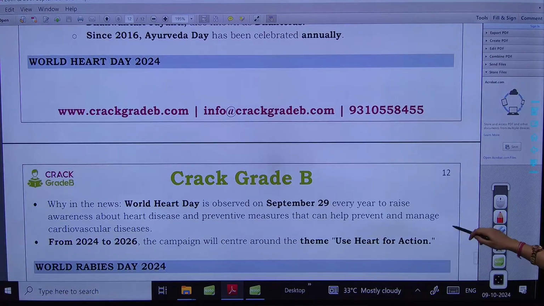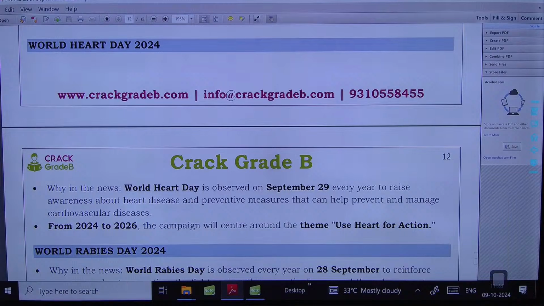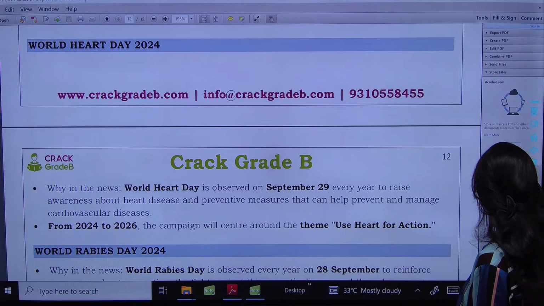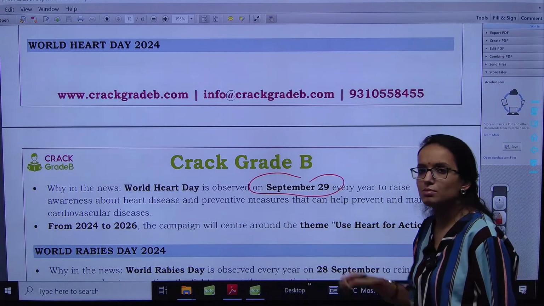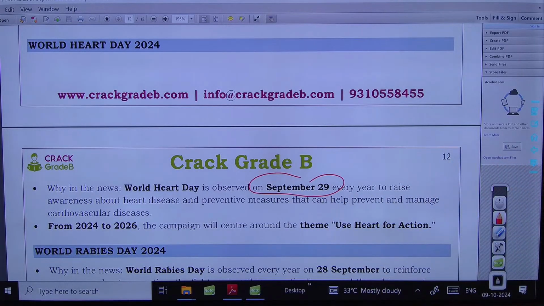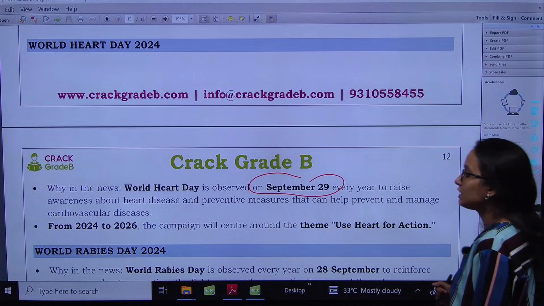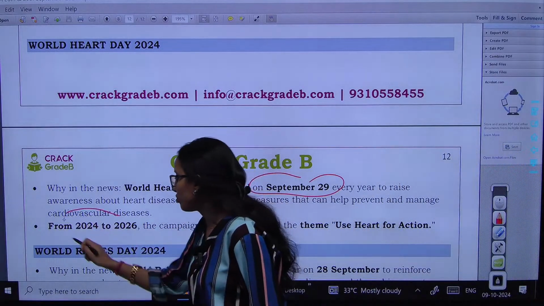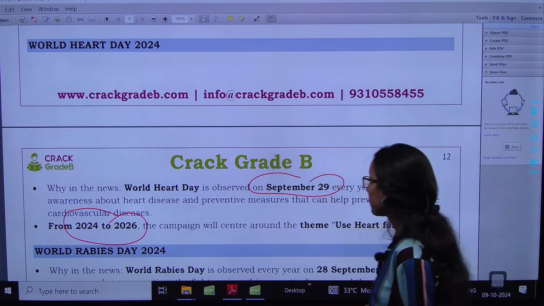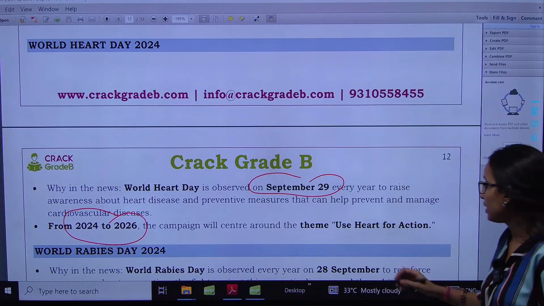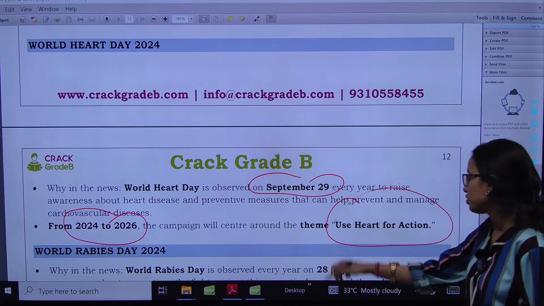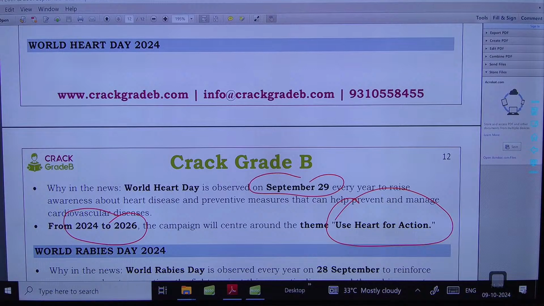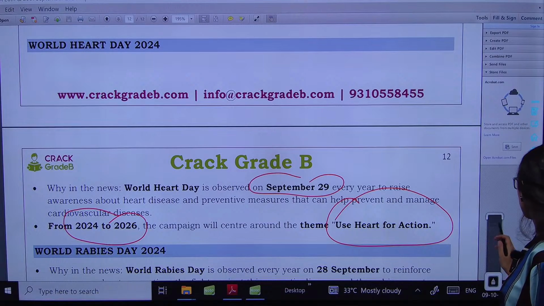Now, next you have World Heart Day, observed on September 29 every year, to raise awareness about heart-related diseases and preventive measures. Now, what will be the theme? From 24 to 26, remember, the campaign will be around Use Heart for Action. Please remember this theme. Since 24 to 26, it will be there. Use Heart for Action.